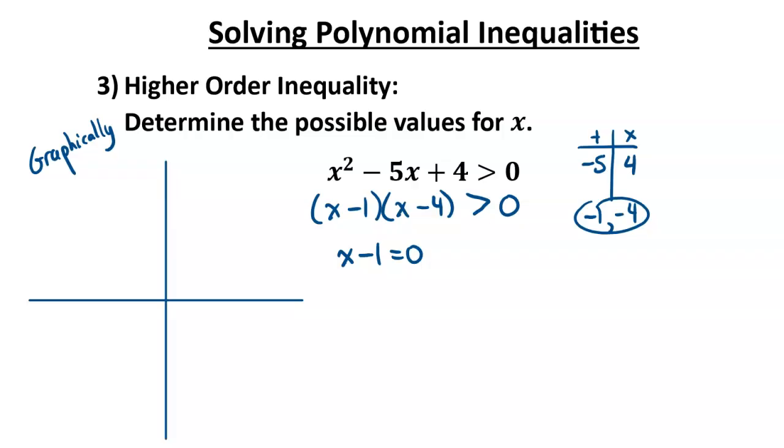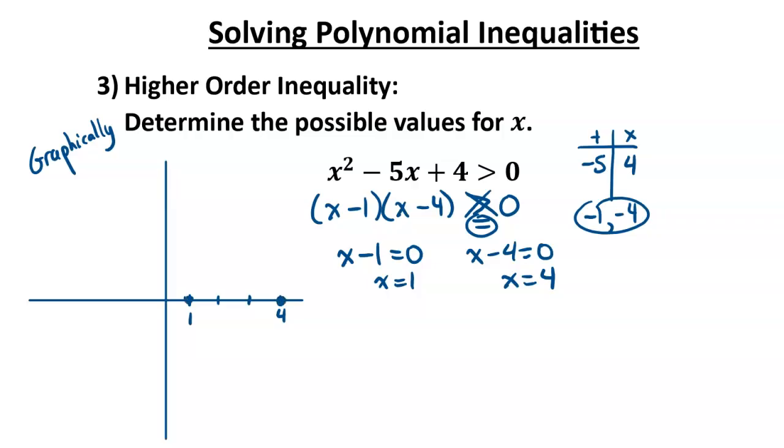So we're thinking about this for now as an equal sign. We're just ignoring the greater than sign for now and thinking about it as an equal sign. And I would get x equals 1. And my x minus 4, if that was equal to 0, I'd get x equals 4. And so what I would do is I would go ahead and plot my x values at 1 and at 4.